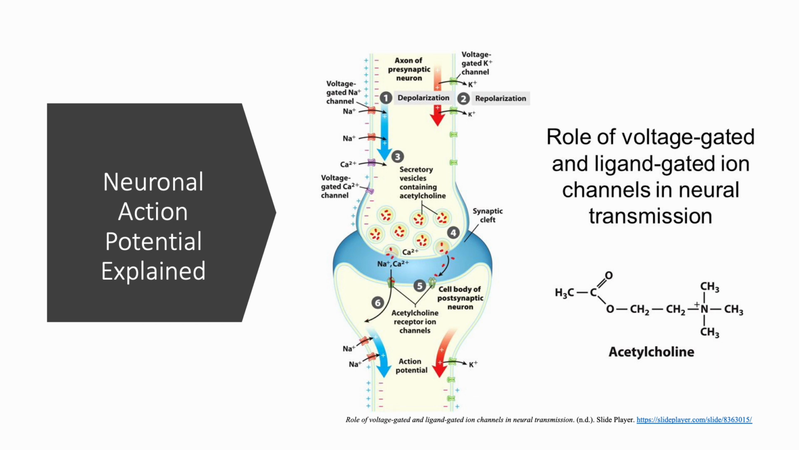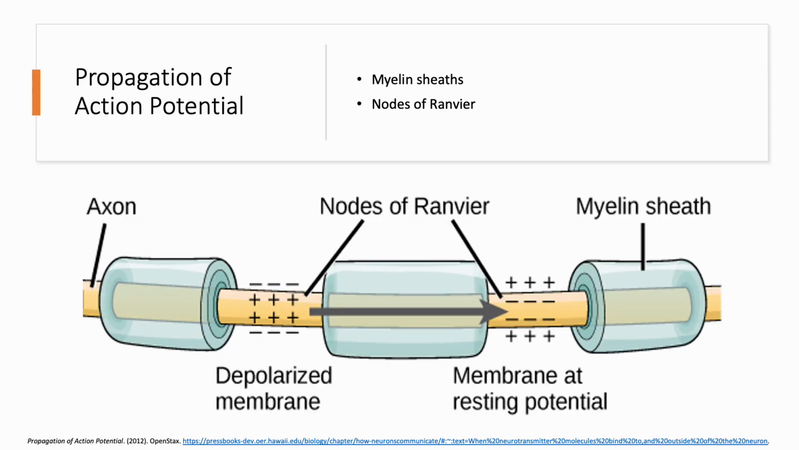The propagation of the action potential is made possible by two things within the axon, and we call them the myelin sheaths and the nodes of Ranvier. The myelin sheath is going to be an insulated area of the neuron, and the nodes of Ranvier are not insulated, and these will possess sodium and potassium voltage-gated ion channels. So an action potential has to be able to transmit a signal to another neuron, and therefore has to travel the entire length of the neuron.